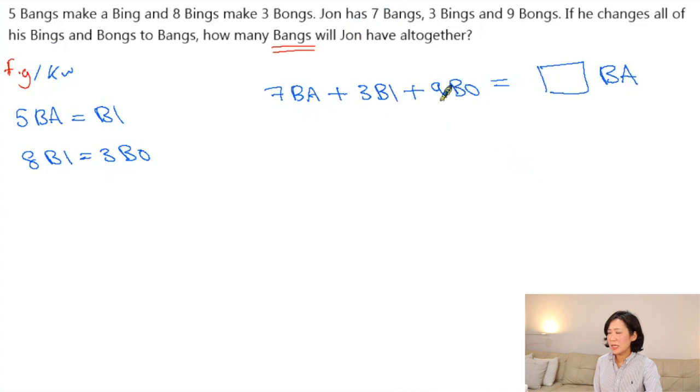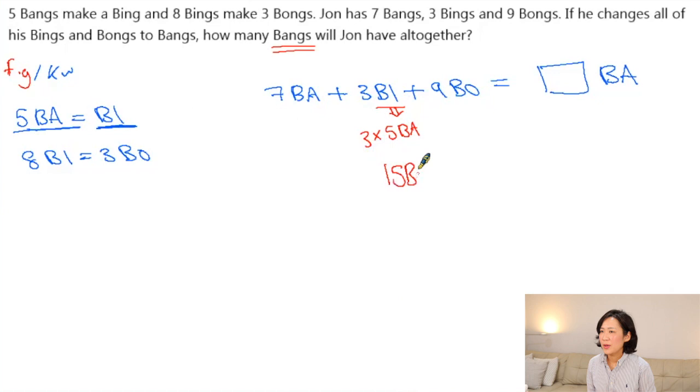That means we need to change the bins and bongs into banks, right? Let's have a look at it. Because we already have bins, 1 bin is 5 banks, so 3 times 5, we can say it's 15 banks. So then now we've got 7 banks. All we need to do is find the relationship between the bongs and banks. So let's use our information. We need to find the relationship between the bongs and banks.